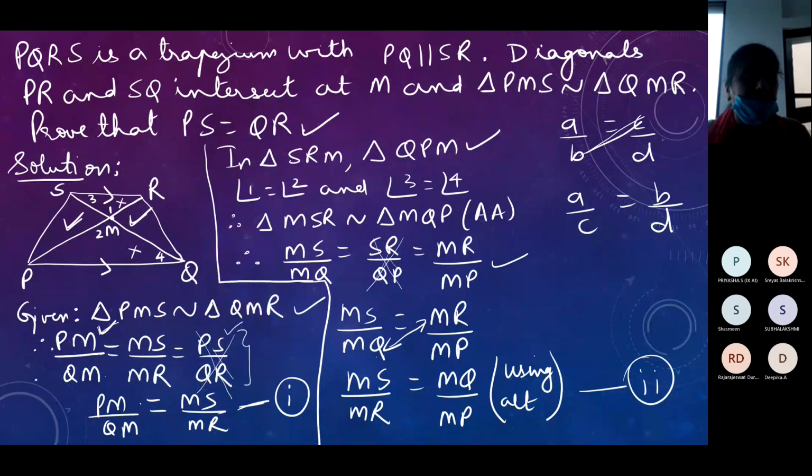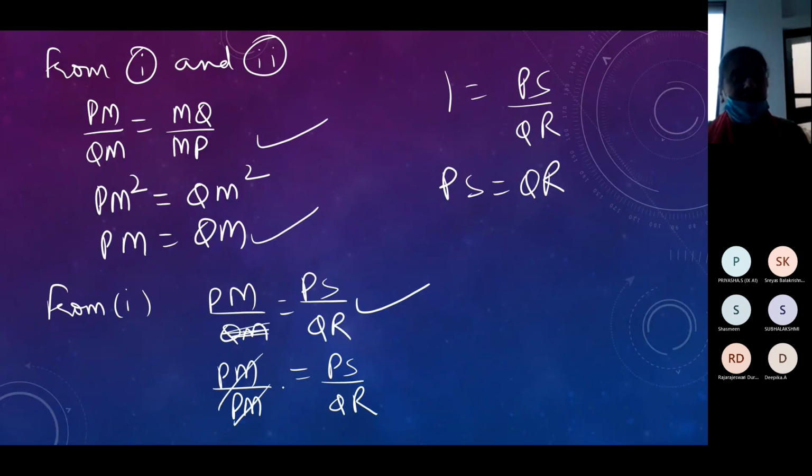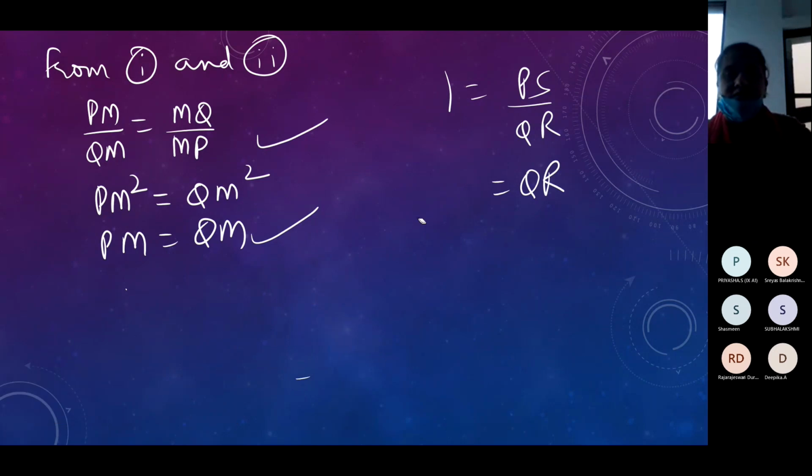So take up this. We already know PM by QM is equal to PS by QR. Now we know that PM is equal to QM, so instead of QM, write PM because they're equal. So they get cancelled. Or you have another way of presenting. You can also present it like this.